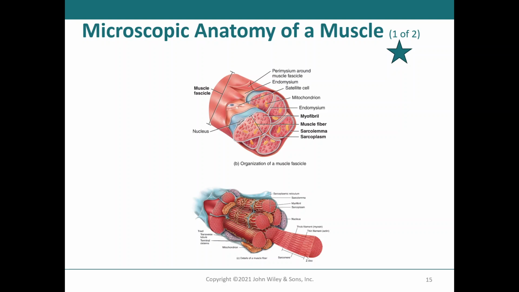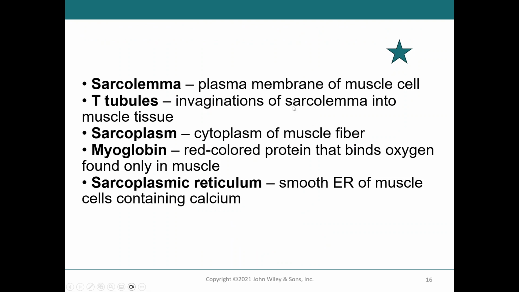Or, sorry, the myofibril. I was correct. The muscle fiber itself contains the myofibril. The T tubules are the invaginations of the sarcolemma. They're made up of the same thing as the sarcolemma. It just goes into the cells so that it can make more connections with that sarcoplasmic reticulum, so that we release calcium.